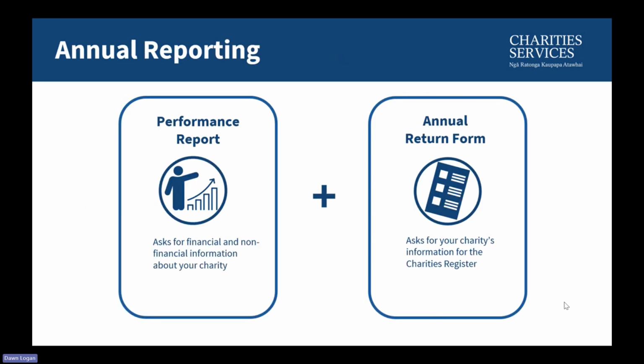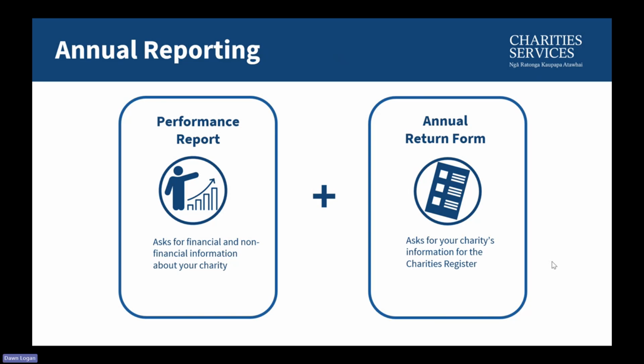As a reminder, one of the obligations of being a registered charity is to report to Charity Services every year. Charities need to do this within 6 months of the end of their financial year. There are two separate parts of annual reporting: a performance report and an annual return. Most people complete their annual return online as it's quicker and easier.